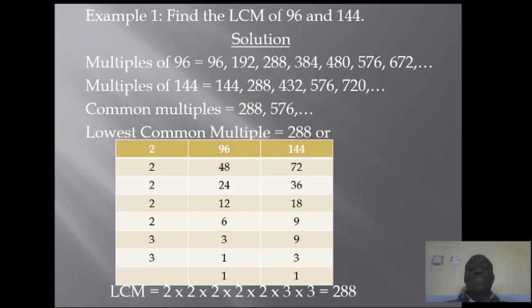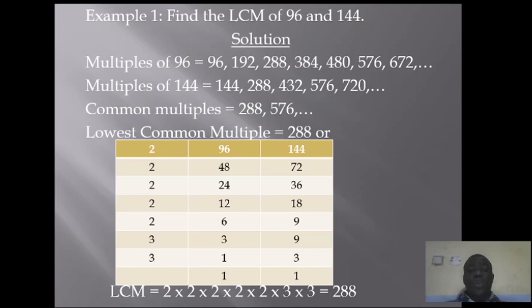96 and also a multiple of 144. So if you list more, you will also have more common multiples. But among all the multiples, you find out that only one is going to be the LCM, which is the lowest common multiple. So from the common multiples listed above, we find out that 288 is the least, so it becomes the lowest common multiple.